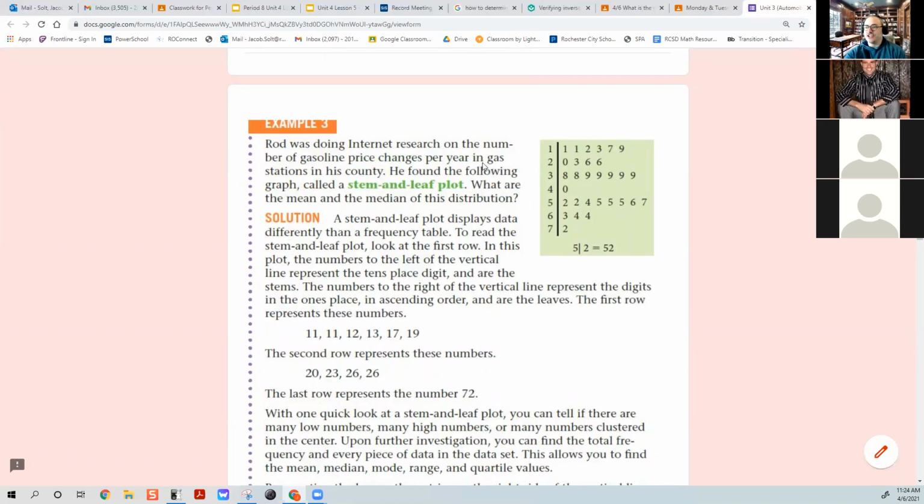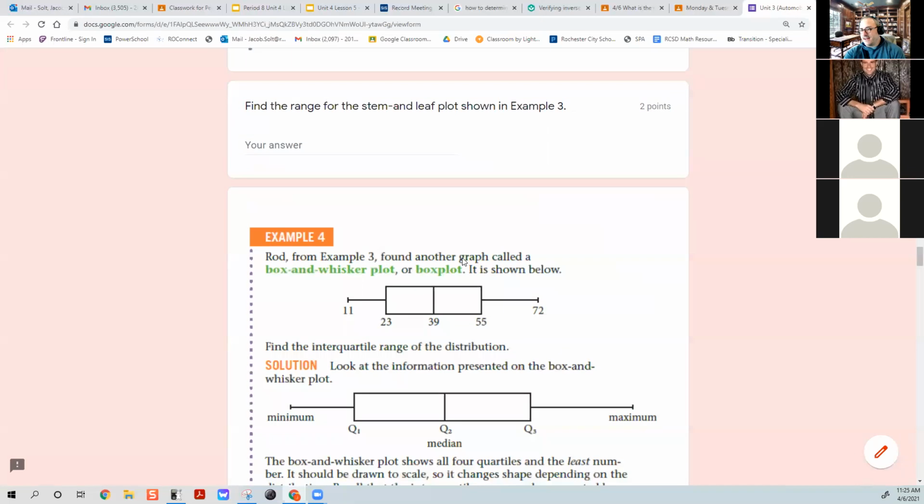Rod is doing an internet search on the number of gasoline price changes per year in gas stations in his county. What he's counting is how many times a gas station changed the price of gasoline in a given amount of time. Per year, right? Some gas stations change their prices maybe only 11 or 12 or 13 times per year. And then there was a gas station at the other end that changed the prices 72 times per year. So he's recording the data from this.